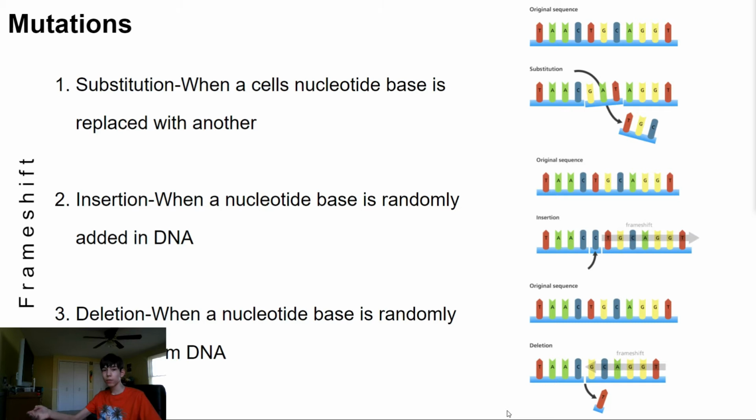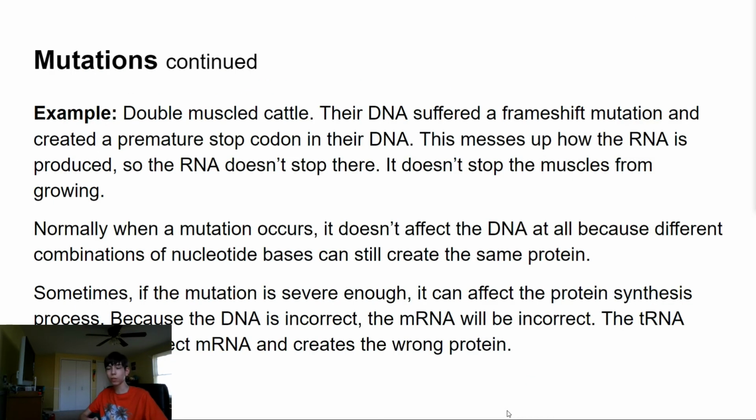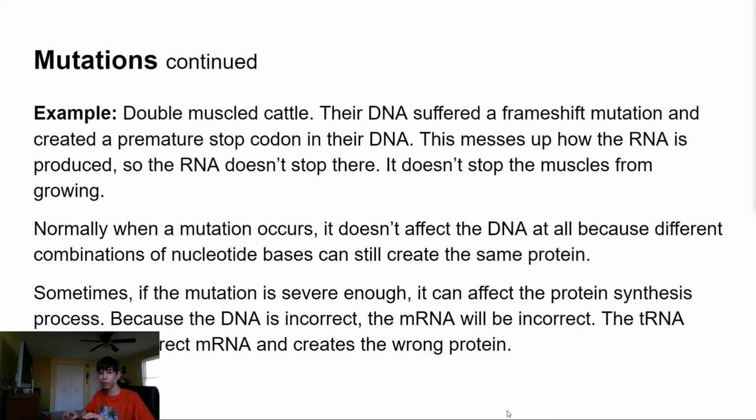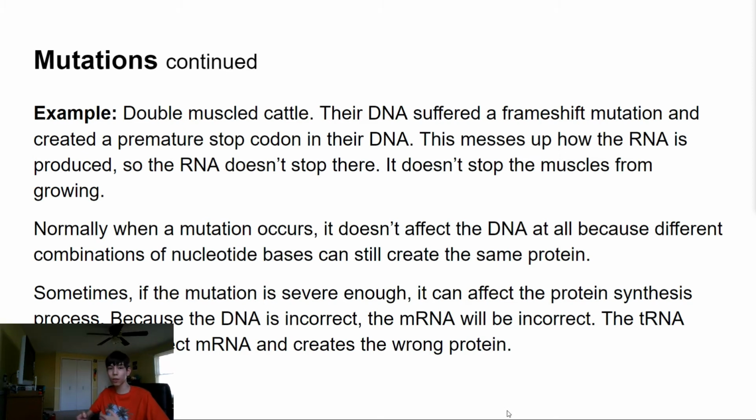An example of a DNA mutation is what happens with the double-muscled cattle. Their DNA suffers from frameshift mutation and creates a premature stop codon in their DNA. This messes up how the RNA is produced, and the RNA doesn't stop. Because of that, its muscles don't stop growing because the RNA doesn't tell it to.